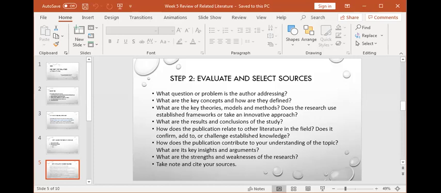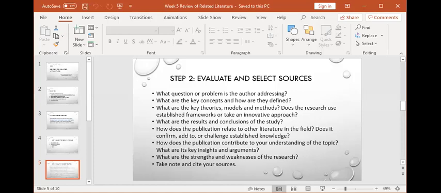Okay. Next, step 2. Evaluate and select sources. First, you have to ask some questions. What question or problem is the author addressing? What is the author looking for? What are the answers? Okay, that's one. What are the key concepts and how are they defined? What are the key theories, models, and methods? Does the research use established frameworks or take an innovative approach?